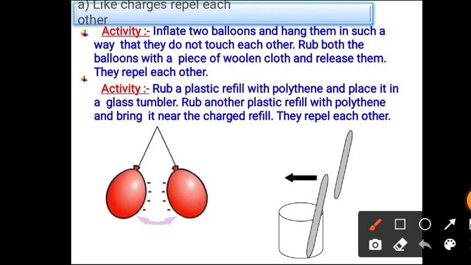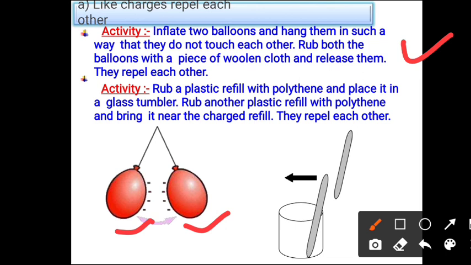Okay, here you can see one activity. Inflate two balloons and hang them in such a way that they do not touch each other. Rub both the balloons with a piece of woolen cloth and release them. What will you observe? Here you can see that two balloons are hung in such a way that they do not touch each other. We will come to the conclusion that both the balloons repel each other when they come closer to each other.